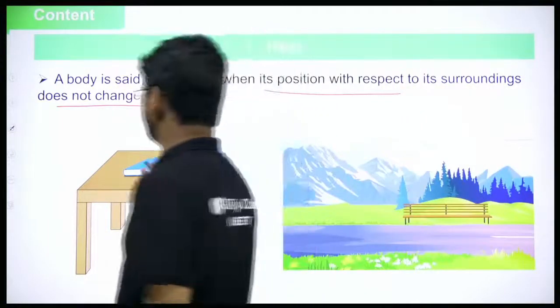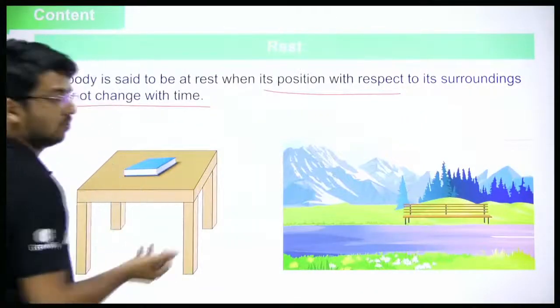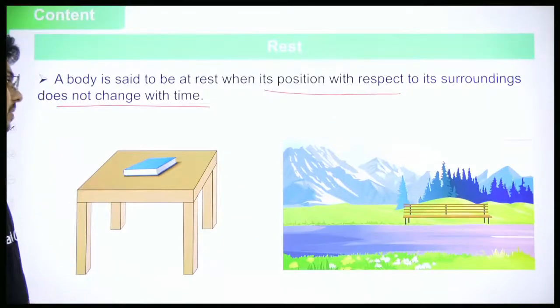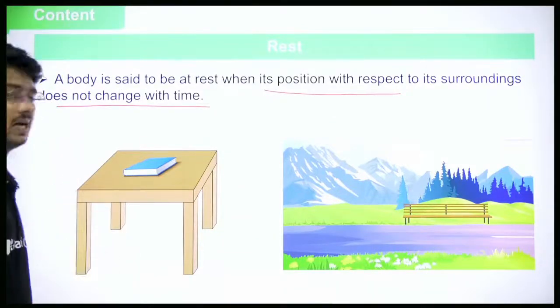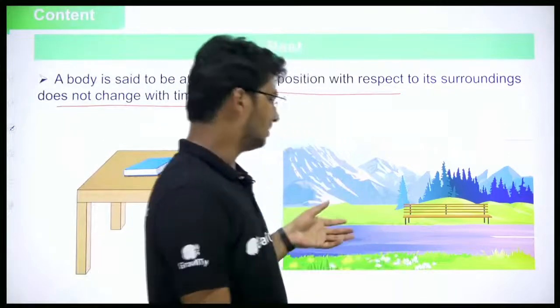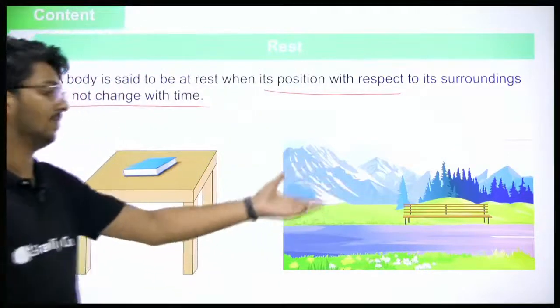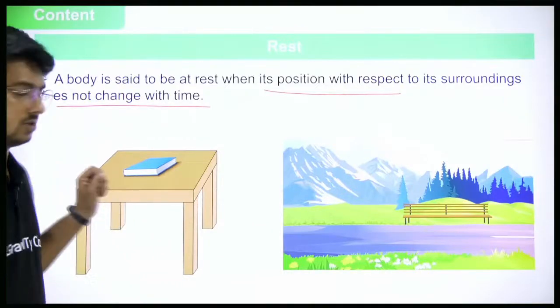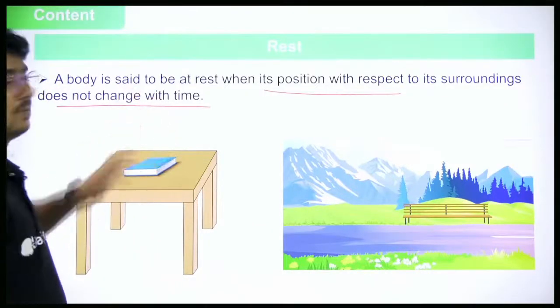You can clearly see that the book is at rest. It is not moving when compared to the table. Table and the book are at rest. The mountains, the trees, the road, the grass, the bench, all of them are at rest. So this is about rest.